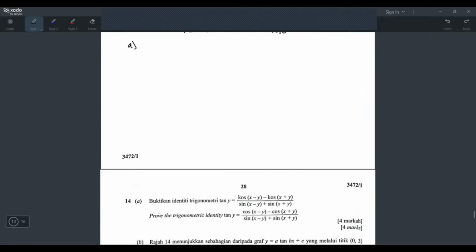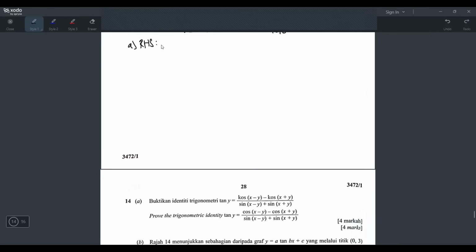Number 14A. They want me to prove the trigonometric identity tangent y equals to this, right? Okay, for this is definitely a trigo chapter punya soalan. And whenever we do proving, I always tell my students to always start from the more complicated side, because it's easier to start from the more complicated side and prove to the other side. So obviously the more complicated side is the right hand side. So I'm gonna write down the right hand side.